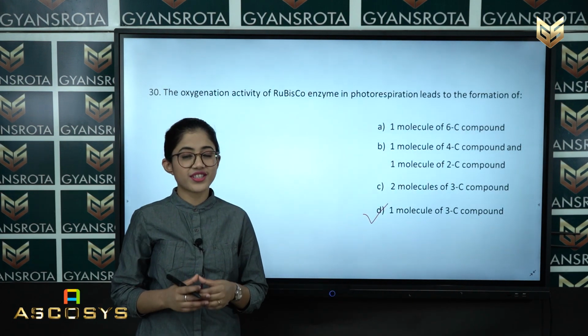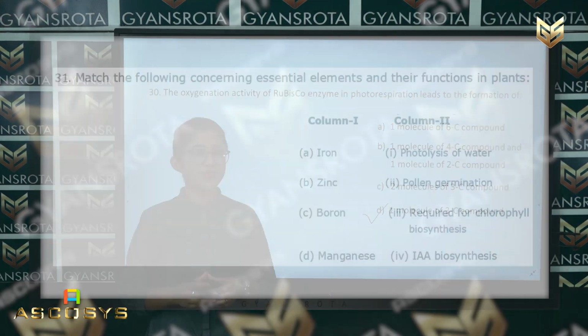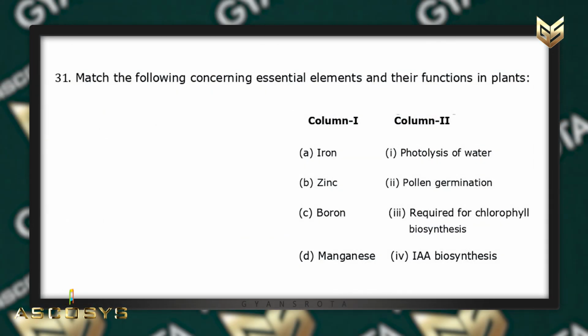Now let's move on to the next question, question number 31. In question number 31, you can see: match the following concerning essential elements and their function in plants. In column 1, it is written all the names of essential elements like iron, zinc, boron, manganese.